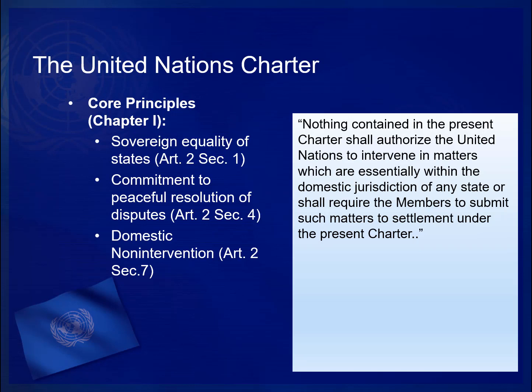Finally, Chapter 1, Article 2, Section 7 provides that nothing contained in the present Charter shall authorize the United Nations to intervene in matters which are essentially within the domestic jurisdiction of any state, or shall require the members to submit such matters to settlement under the present Charter. This is usually referred to as the principle of domestic non-intervention, and has perhaps been one of the most problematic of the core principles on which the United Nations is based. In its simplest formulation, this means that no state or international organization can interfere in the domestic affairs of another state, as doing so would violate that state's sovereignty.